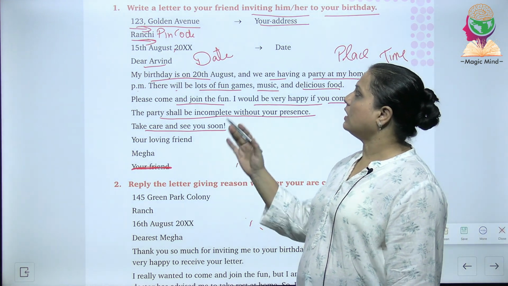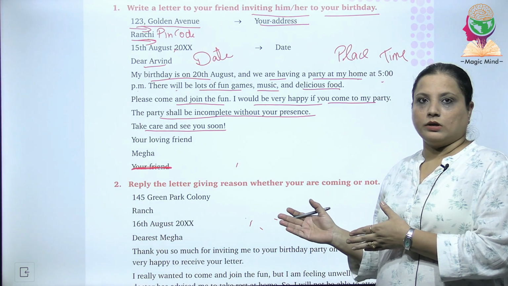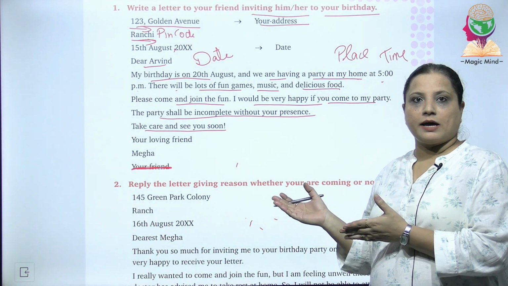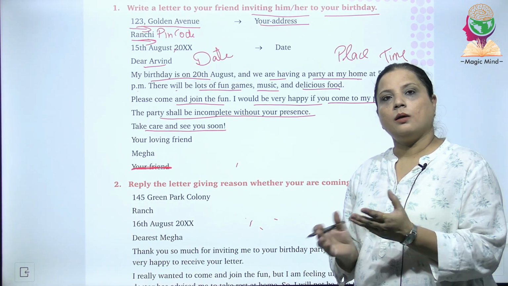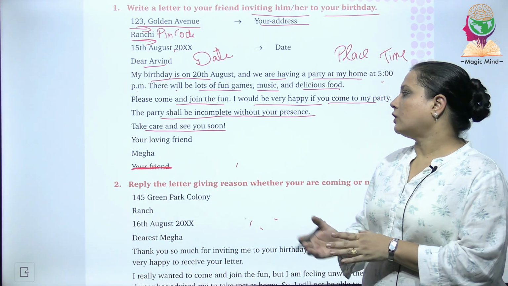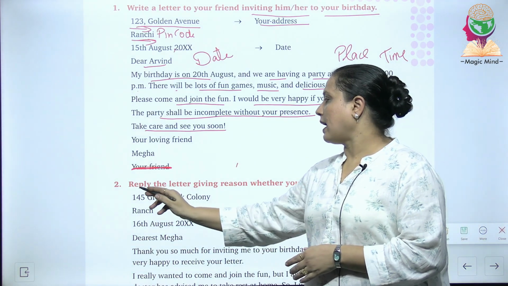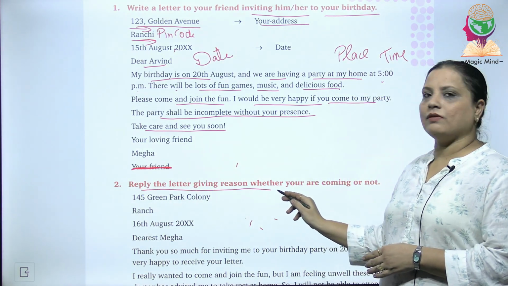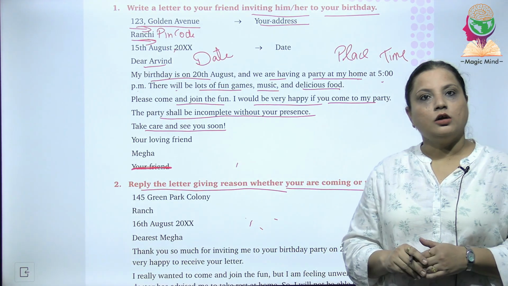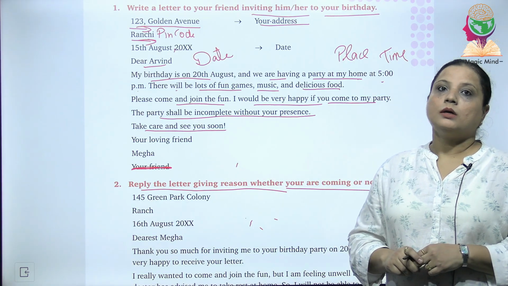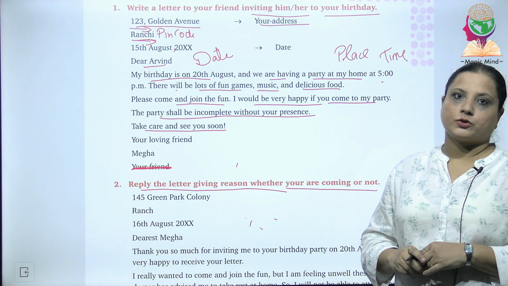So this was about the letter, an informal letter which was written by a friend to another friend inviting him to a birthday party. Now the next letter which is given is about the reply to the letter, giving the reason whether you are coming or not to attend the birthday party. Let's now quickly go through this letter also.